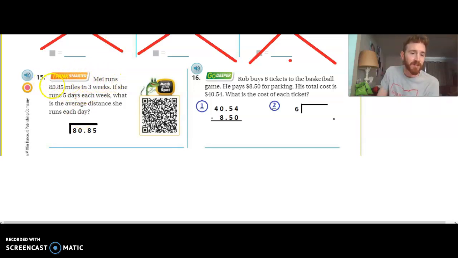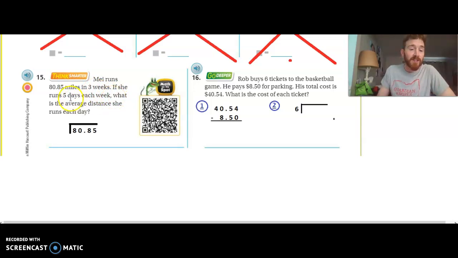It says May runs 80 and 85 hundredths miles in 3 weeks, and if she runs 5 days each week, what is the average distance she runs each day? This one's a little tricky because we need to think how much am I dividing by? We know our total distance is 80 and 85 hundredths, but we're not going to divide by 3, and we're not going to divide by 5 either. What they tell us is this is over the course of 3 weeks, and each of those 3 weeks she runs 5 days each week.